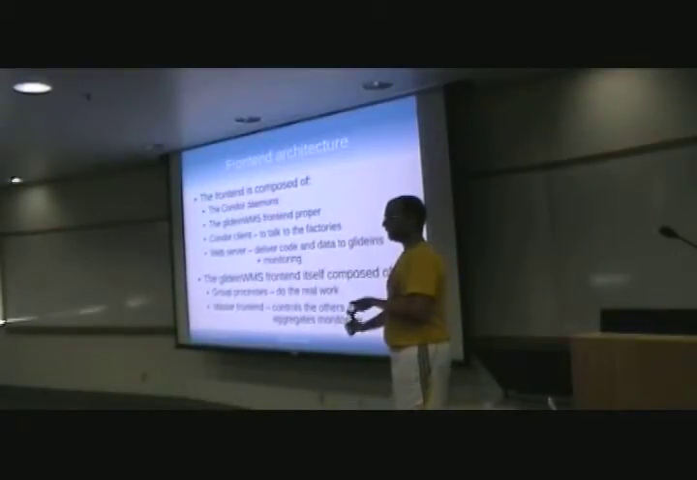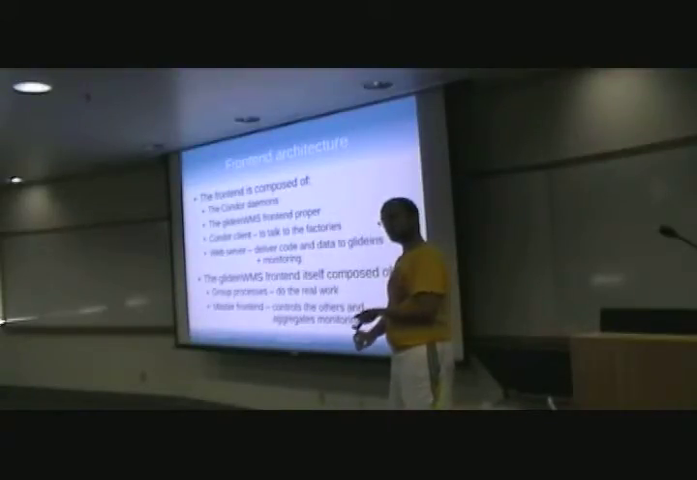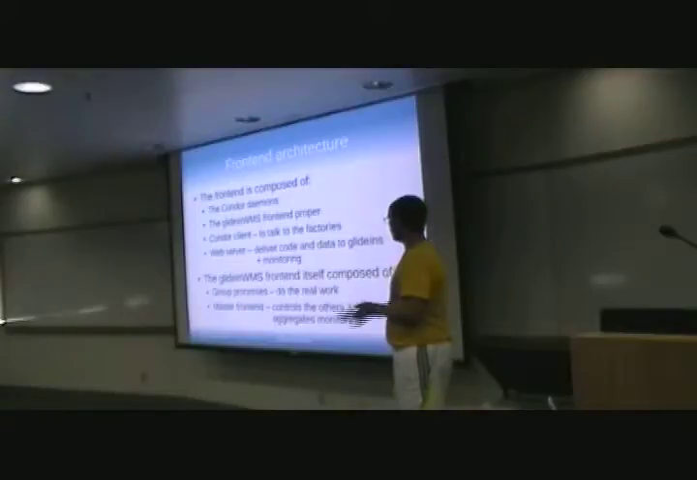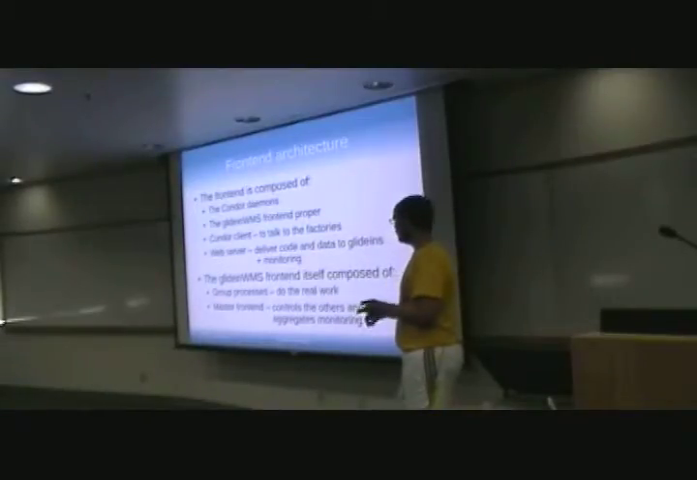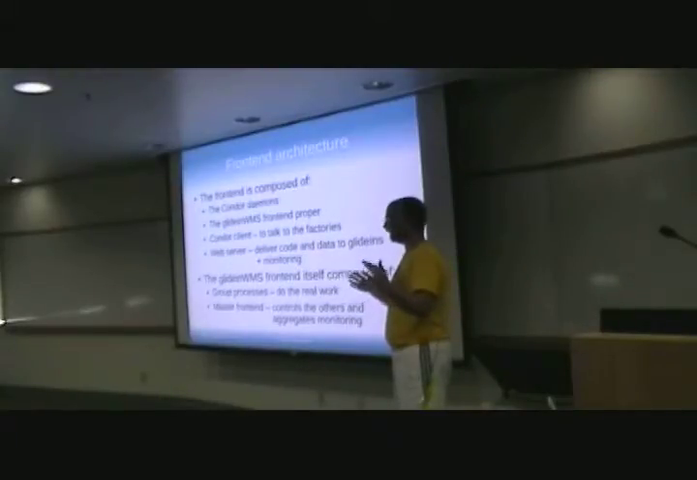Then you have the glideinWMS front end proper. You will need submit clients, both for submitting jobs and for the front end to actually work. And you will need a web server because the code is delivered to the glideins through HTTP. So you need to run a web server somewhere, typically alongside the glidein front end, but it doesn't need to be. The glideinWMS front end entity itself is composed of group processes who do the real work, and the master front end that controls all the others and aggregates the monitoring.